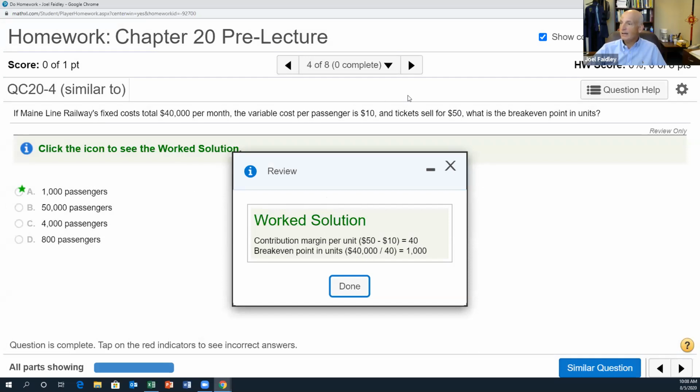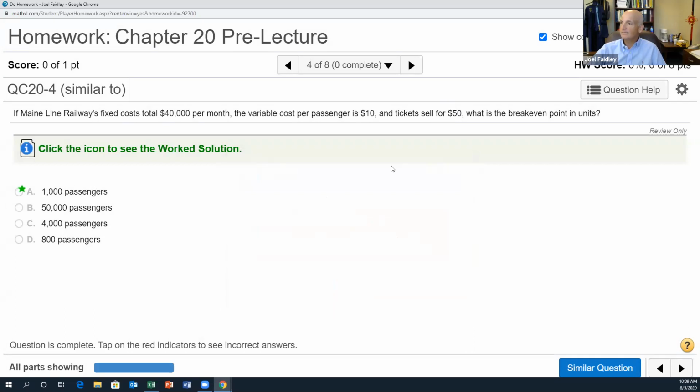1,000 passengers times $50 is $50,000 total revenue. And the variable cost is $10,000. So $50,000 minus $10,000 is what? $40,000 contribution margin, minus $40,000 fixed costs. See how that works? All right.